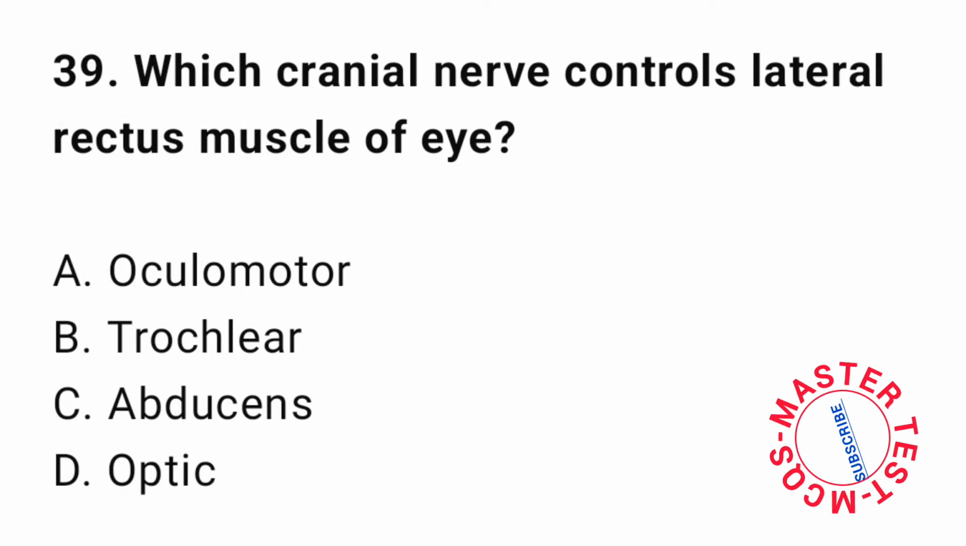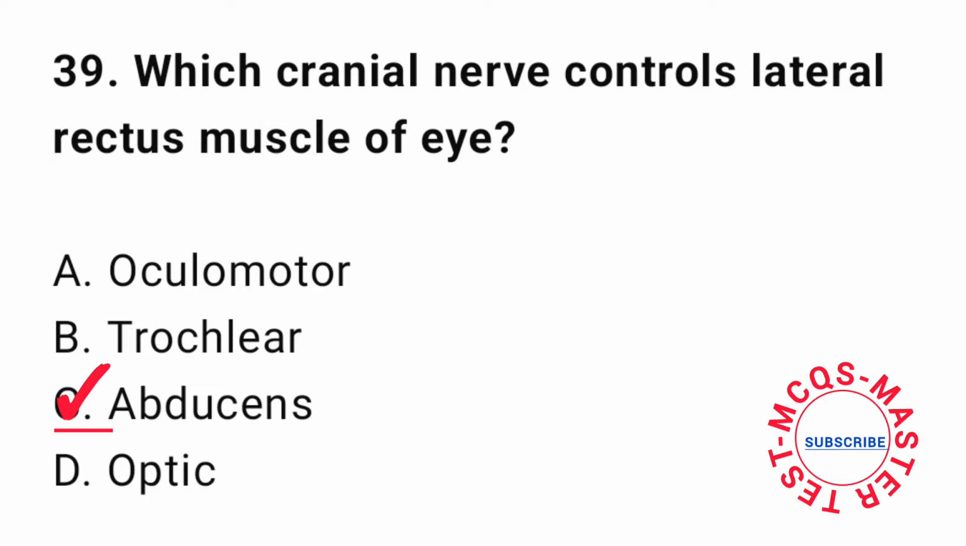Question number 39. Which cranial nerve controls lateral rectus muscle of eye? The right answer is C. Abducens.